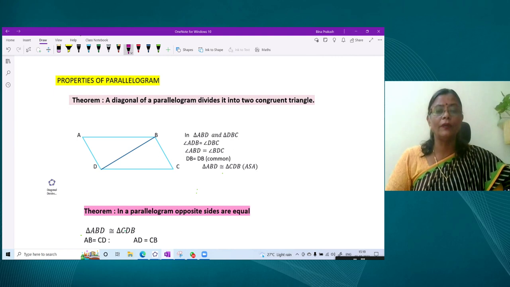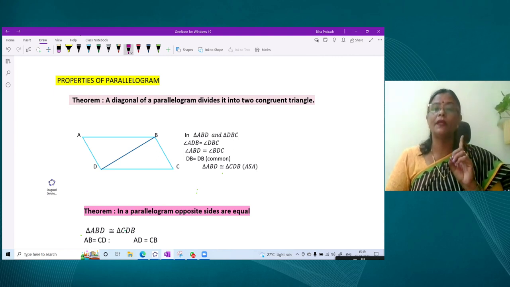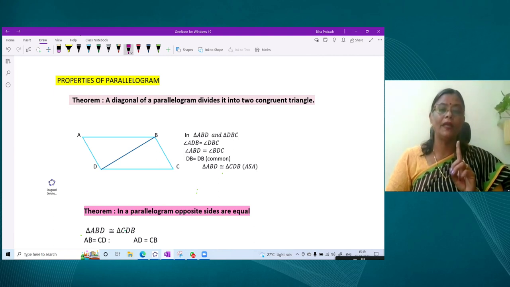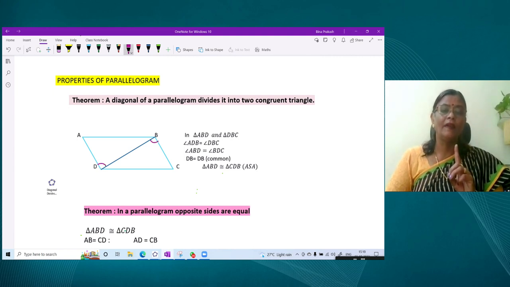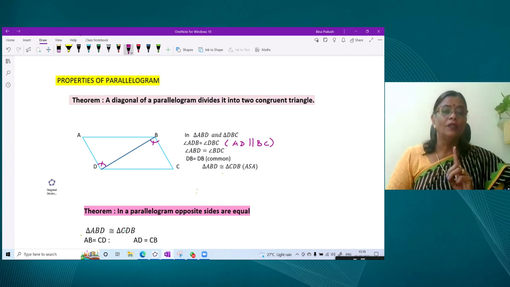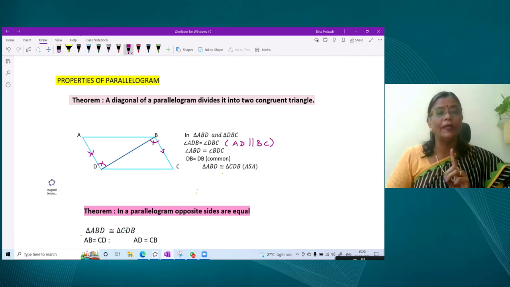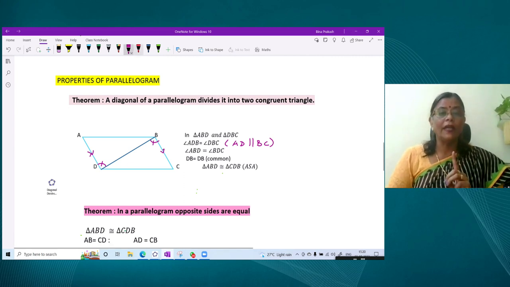So how do we prove that they are congruent? We had certain axioms, recall, there were theorems and propositions too, so how did we use them? Now here ABD and DBC are both triangles. In them, angle ADB is equal to angle DBC. Why have we got this equal? This is because the side AD is parallel to the side BC. They form a pair of alternate angles. So whenever you have two parallel sides and a transversal, the alternate angles will always be equal. These are two alternate angles. Likewise, we have ABD.